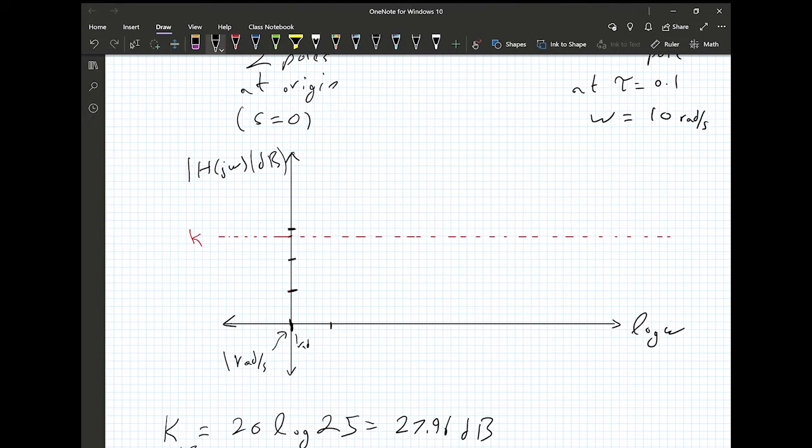So let me select every 10 squares. So this is 1, 2, 3, 4, 5, 6, 7, 8, 9, 10. This is 10 rads per second, right? And then 1, 2, 3, 4, 5, 6, 7, 8, 9, 10. This is 100 rads per second. Then 1, 2, 3, 4, 5, 6, 7, 8, 9, 10. This is 1000 rads per second, and so on and so forth.